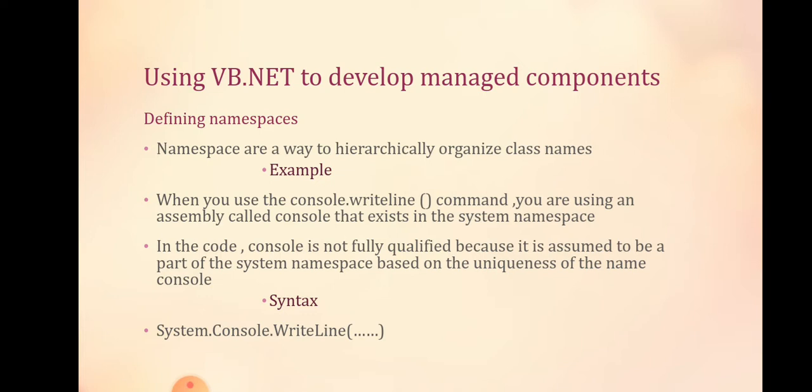So its syntax is System.Console.WriteLine, then give a message or any variable inside as an argument. Got it, students? In Java programming we use System.out.println, just like in VB.NET, here we are using System.Console.WriteLine. Got it?